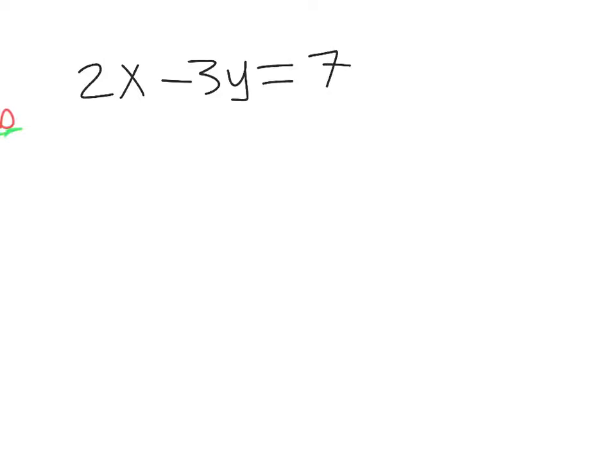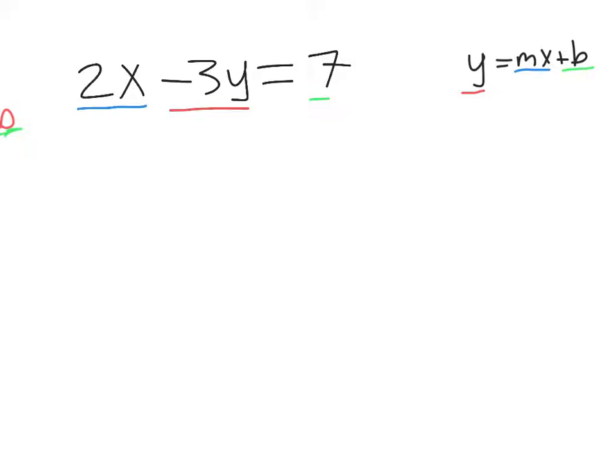So remember, I want to get this written in the form y equals mx plus b. And so our mx is going to be our 2x right now. Our y at the moment here is negative 3y, and our b at the moment is just 7. So we're going to rearrange this, and we want to get y by itself.